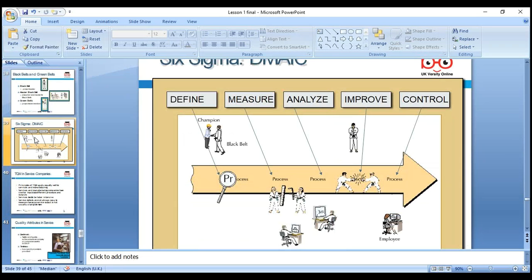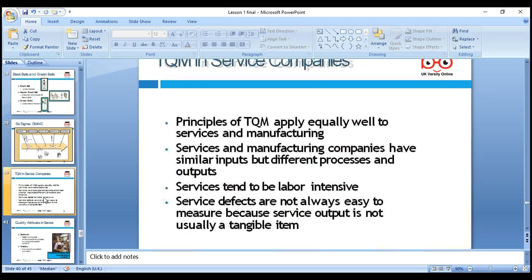Then Six Sigma: you define, you measure, you analyze, you improve, you control. Yes. In all, you improve the problem. You measure what the problem is, you analyze it, you improve it, you control it.